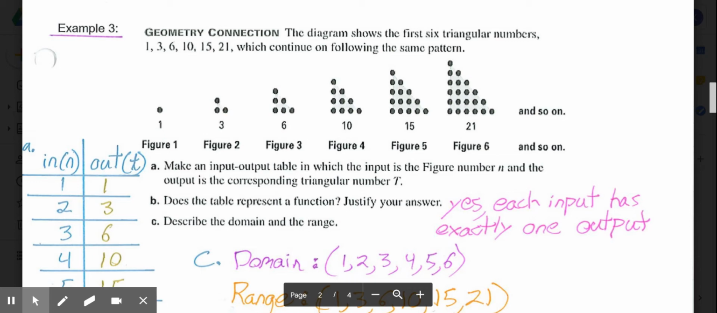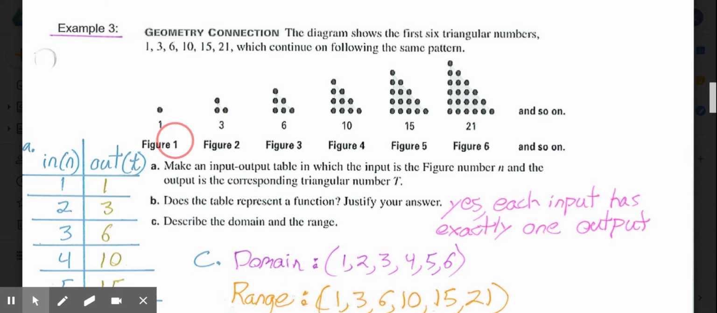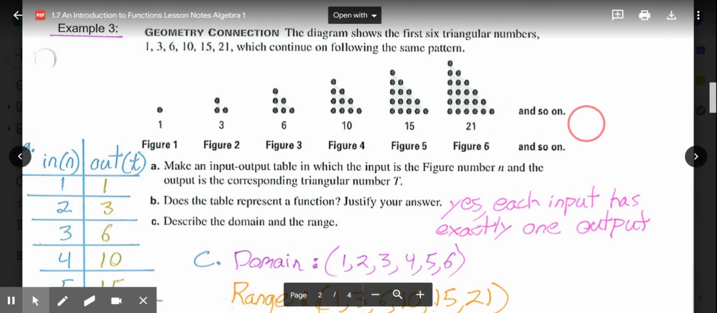So those happen when we put in different inputs. So each figure here would be our input. So figure 1 would be an input of 1, and our output would be the dot pattern here with 1. Then we'd have an input of 2, output of 3, input of 3, output of 6, input of 4, output of 10, input of 5, output of 15, input of 6, output of 21, and so on.